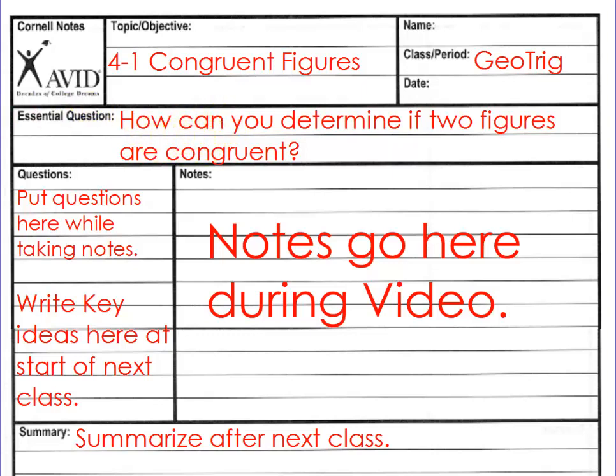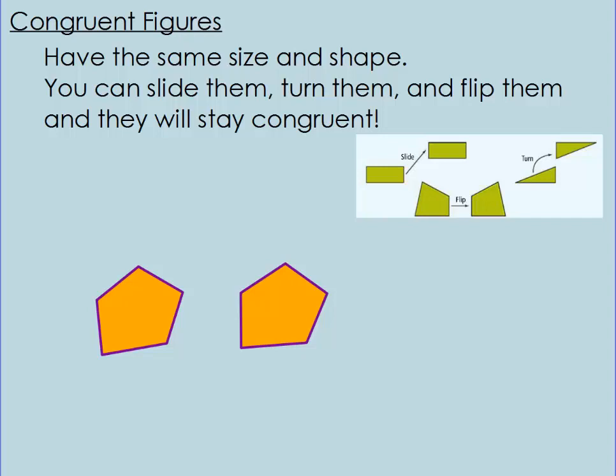Let's begin. So what are congruent figures? These are two figures that have the same size and same shape. You can slide them around, you can turn them, you can flip them, and they will stay congruent.